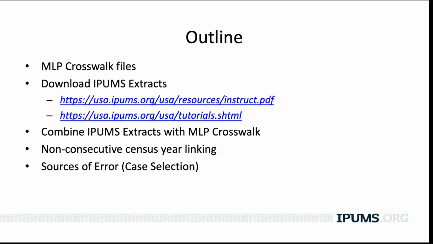I'm not going to do a detailed how-to of this is how you select a sample, this is how you select a variable. I'm only going to be talking about what you need to do in the extract system in order to make sure that you can download an IPUMS extract that will work with the MLP crosswalks and making the file size as efficient as possible.